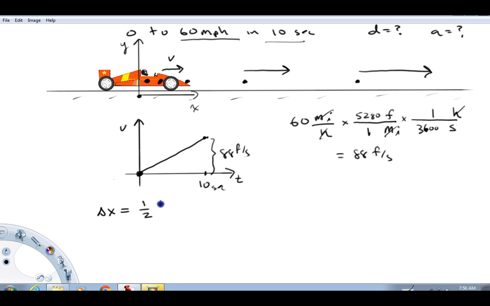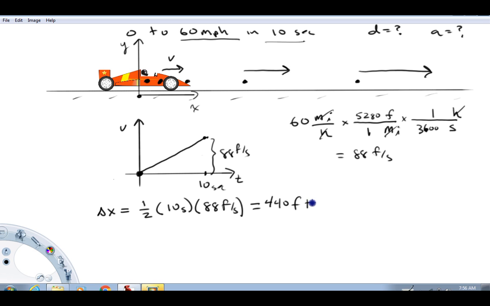That's going to equal 1/2. The base of the triangle is this distance, which is 10 seconds. And the height of the triangle is this distance, which is 88 feet per second. And when we multiply this out, I get 440 feet.